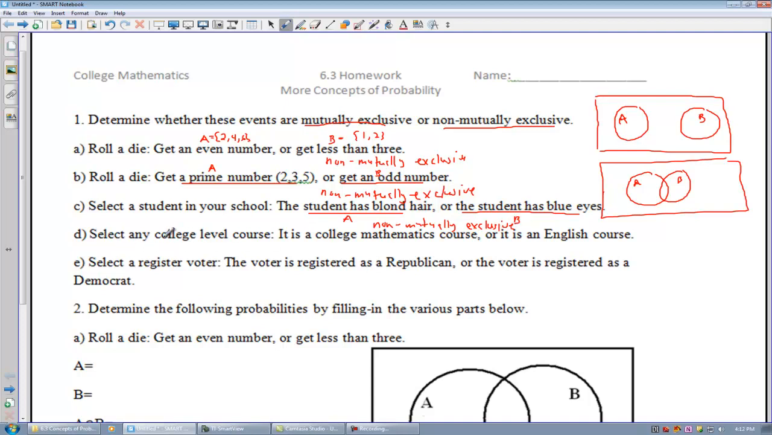Finally, part D, select any college level course. It is a college mathematics course, so that's my event A. I select a college mathematics course, or it is an English course, B. So when I think of this, I have event A, I select a college mathematics course, so it could be college algebra, calculus, pre-calc, whatever. Or I select an English course, so it'd be like freshman English 1, freshman English 2, early British literature, something else. Is there going to be any overlap? And I'd say no, because there is not a course that is both mathematics and English. They're separate things. So this is an example of two events that are mutually exclusive.